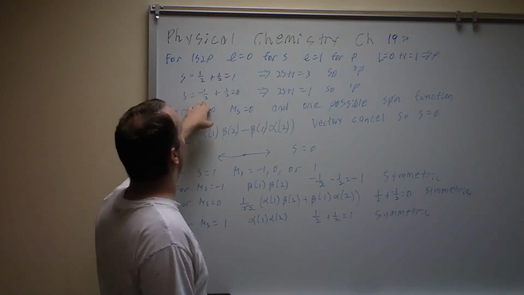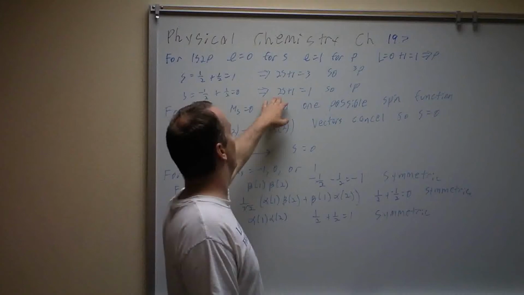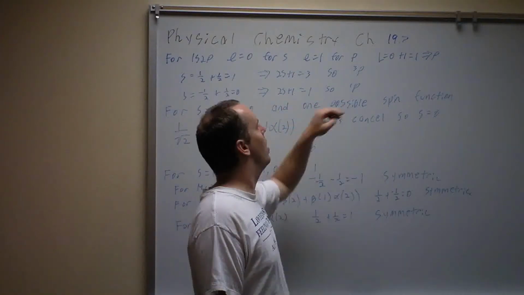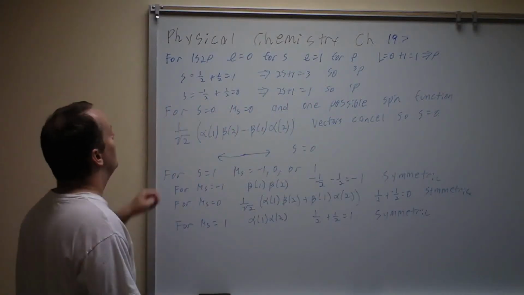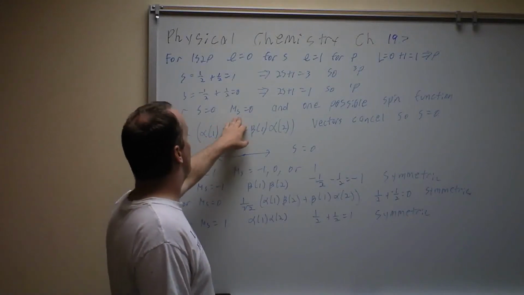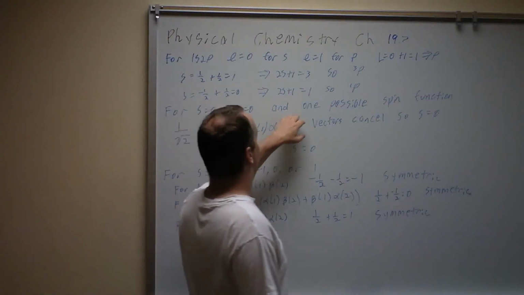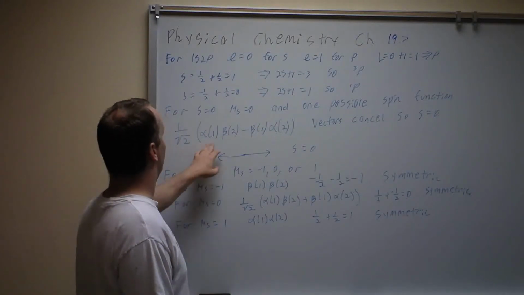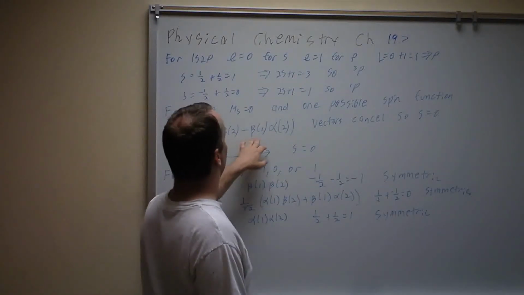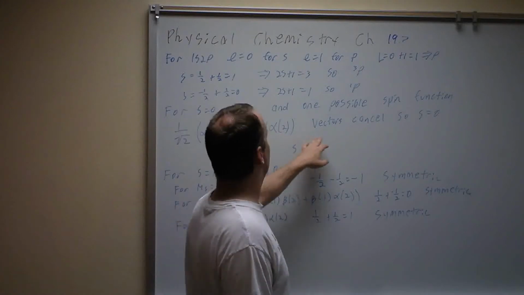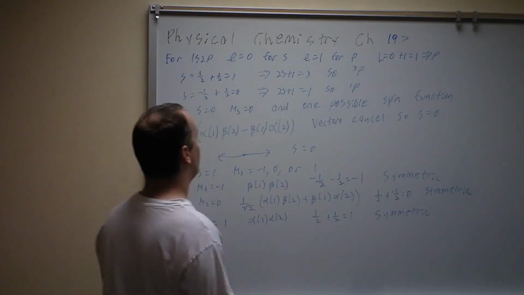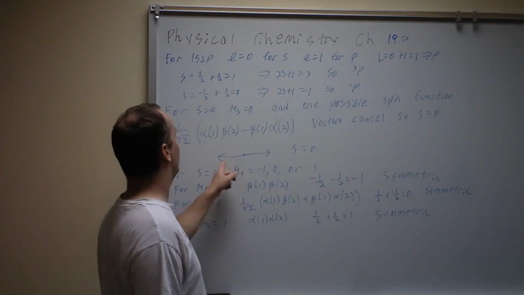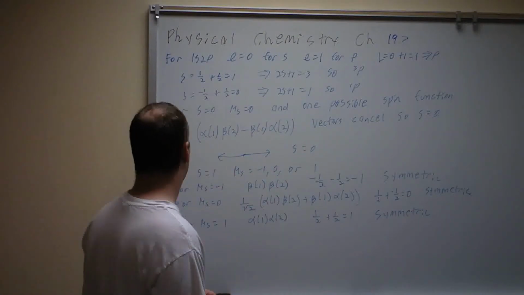And then for S equals minus 1/2 plus 1/2, that's equal to 0. So 2S plus 1 is equal to 1, and we get the singlet P. Now for S equals 0, remember Ms is equal to 0, and therefore there's one possible spin function. And that's 1 over the square root of 2 times alpha 1 beta 2 minus beta 1 alpha 2. Now those vectors cancel, so S is equal to 0. You have one going to the right, one going to the left. S equals 0.